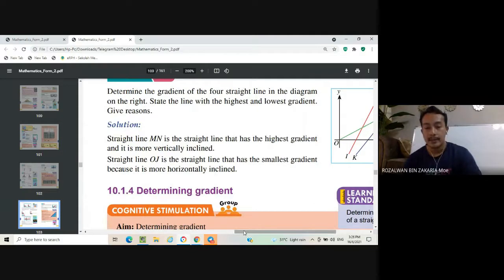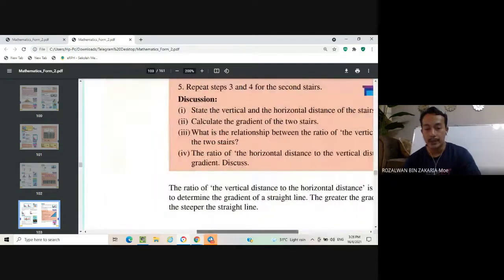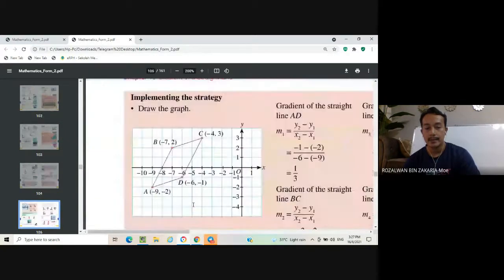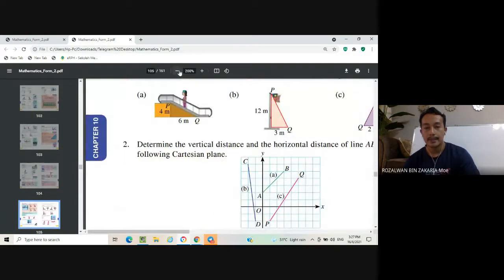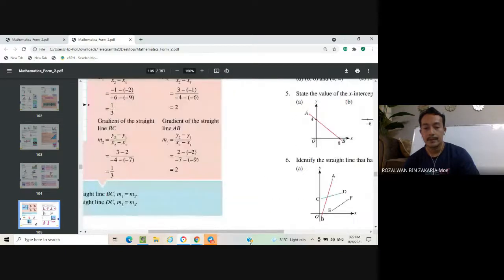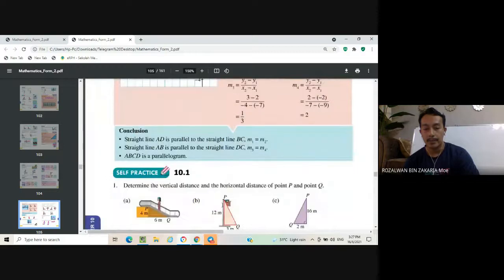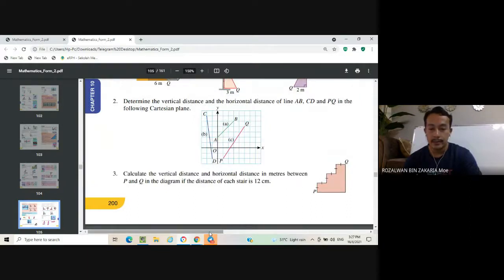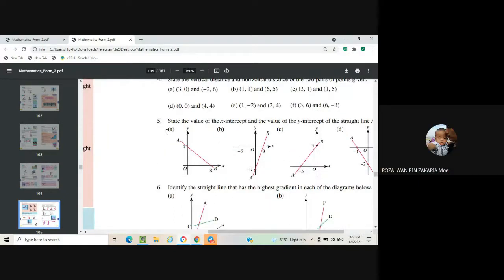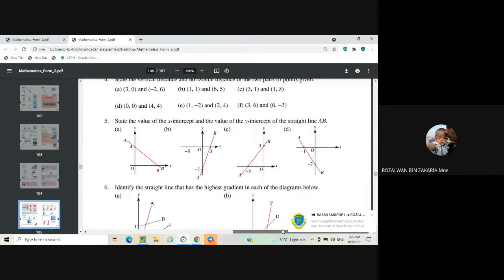For your homework today, please do question self-practice 10.1, page 200. Please answer question 5, A, B, C, D. Please do this one in your math exercise book too.